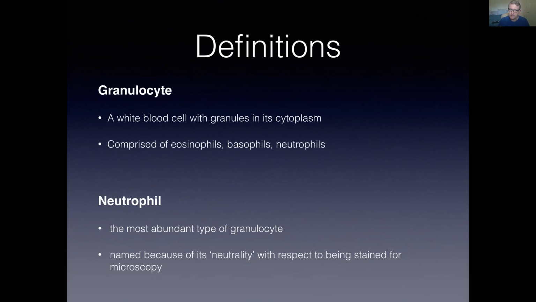Neutrophil is one type of granulocyte. Neutrophils are the overwhelmingly dominant form of granulocytes. So if you look at the total white blood cell count, the biggest portion of that count signal is going to be from the neutrophils.